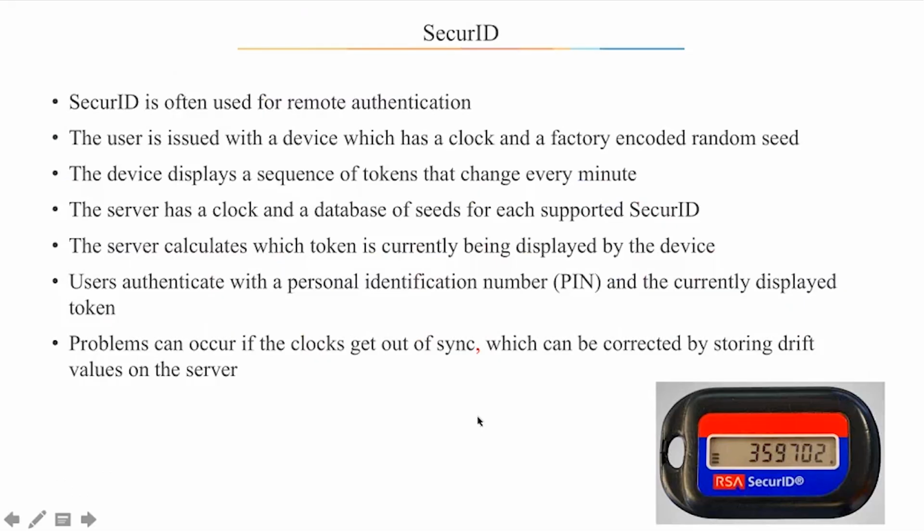The server that this app runs on is going to have a clock and a database of seeds for each supported Secure ID. So for each one of these Secure IDs that someone has, it's going to have a database entry for it. Now, the clocks can get out of sync, but you can go to the server and adjust it to make sure that everything is in sync with the device and with the server, so that when you put in your PIN plus this number, the Secure ID, it'll have that on there.